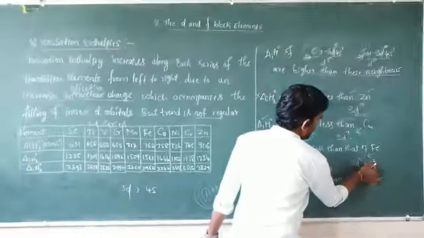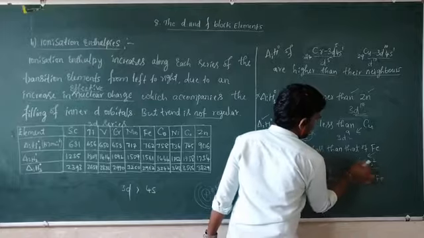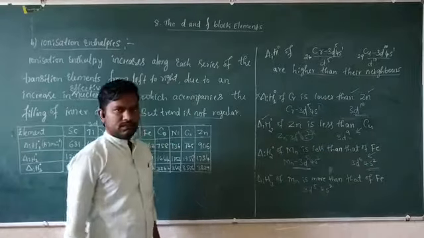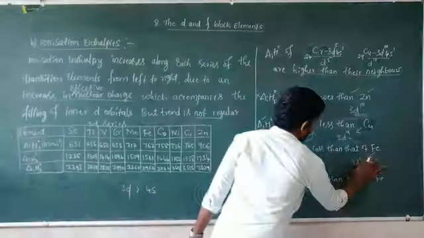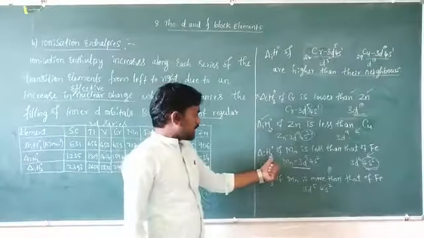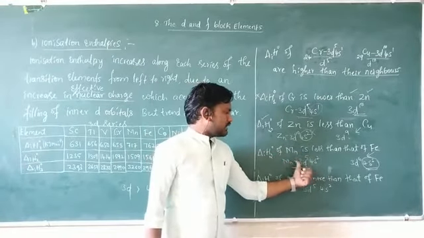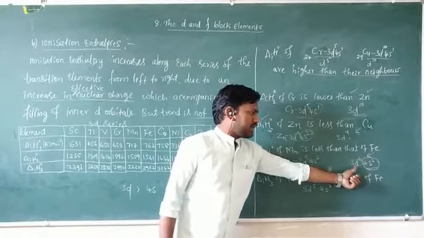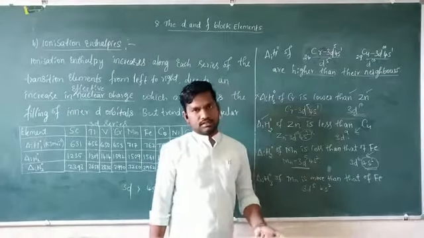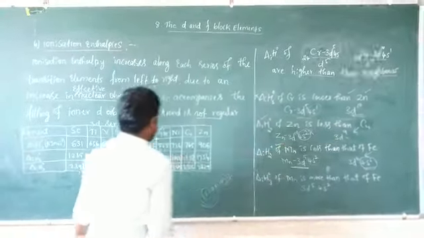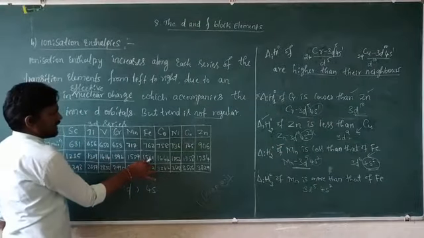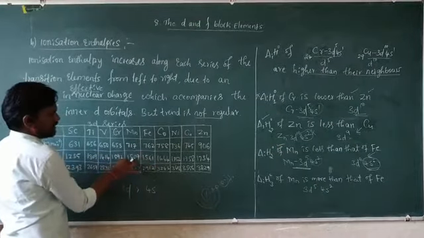If we remove 2 electrons from the 4s2 in the electron configuration of iron, it forms 3d6, while manganese forms 3d5. Now which one is higher? Manganese is less than that of iron because iron has 3d6. So iron has higher ionization enthalpy compared to manganese.